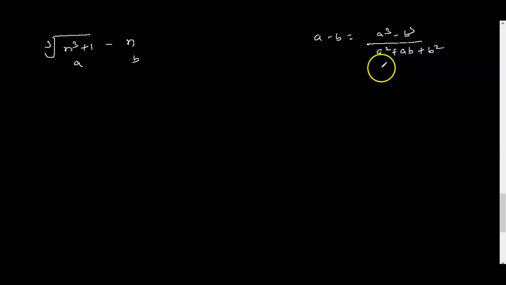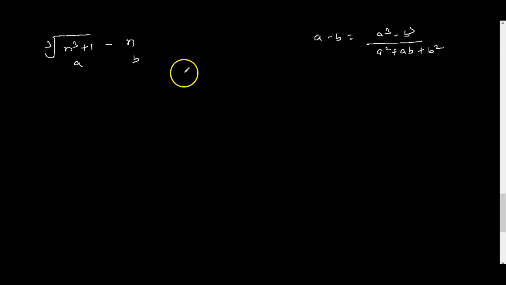So that is the cube root of n cube plus 1 minus n. So a minus b is there, and a minus b is equal to a cube minus b cube over this. So you can just continue from there. You don't have to do the work, I will do it. First I will finish it.